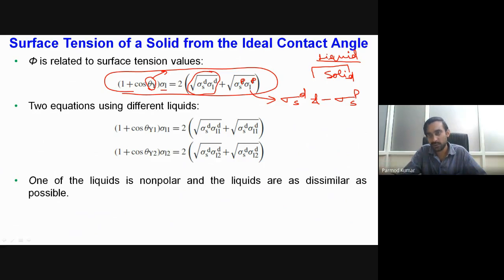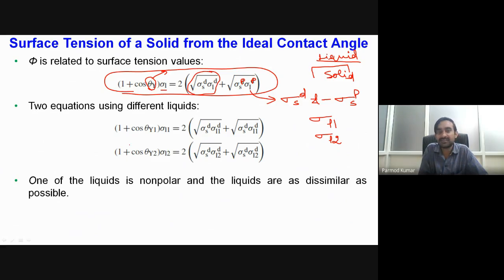Still we are having two unknowns over here. So that's why, normally, if we have to find out the value of surface tension of the solid, we will be considering two liquids of known surface tension. So I'll be taking sigma L1 and sigma L2 as two liquids in our experiment.